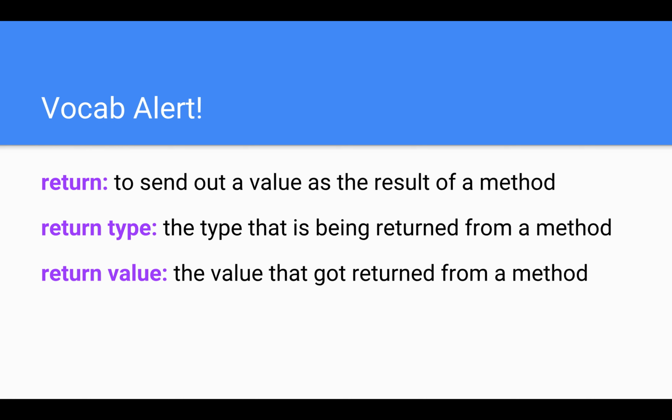So some vocab. Return means to send out a value as a result of a method. Up until this point, we've been writing void methods, which means that they don't return any information. Return type is the type that's being returned from a method, and a return value is the value that got returned from a method.